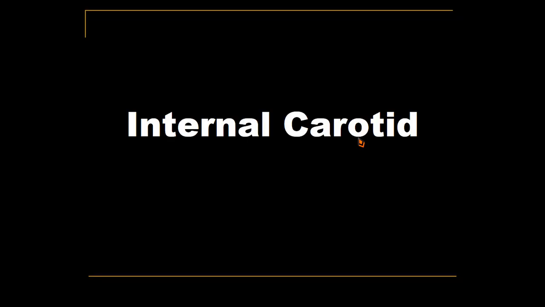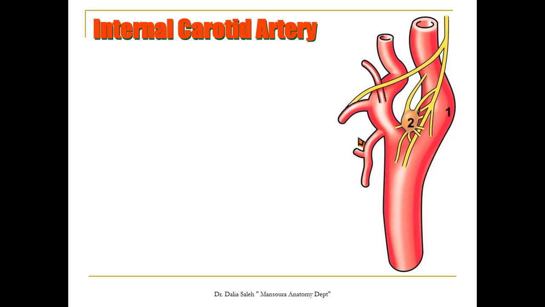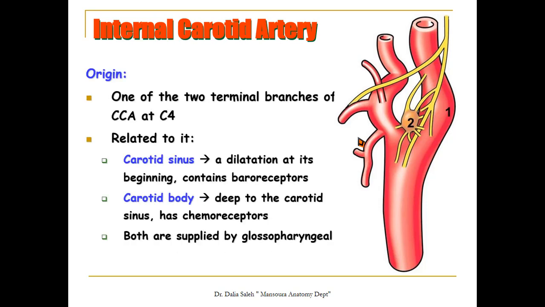The other branch of the carotid system is the internal carotid artery, and from its name, internal means that it will supply structures inside the cranial cavity. For the origin of the internal carotid artery, we said before, same as we said for the external carotid artery, it is one of the two terminal branches of the common carotid artery at the level of the 4th cervical vertebra, or at the level of the upper border of thyroid cartilage.